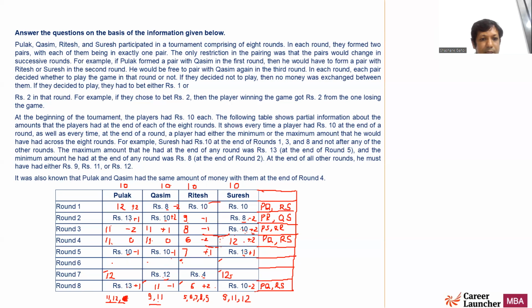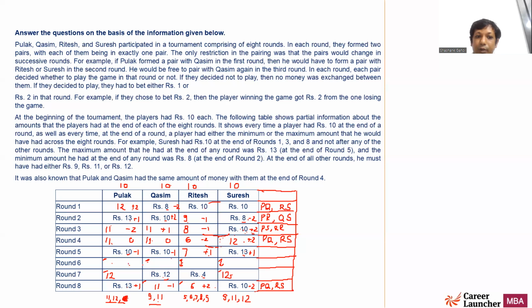This is 10. This has to be 11 or 12. So I know there is a decrement in this. So this guy is definitely losing. Ritesh is definitely losing. And Suresh is also definitely losing because 13 to 12, or it can be 0 as well. But these 2 people cannot be at 0. I know Ritesh is losing. Pulak and Qasim cannot stay at 0. Why can they not stay at 0? Because this is 10, this cannot be 10. Because it would have been 10, it would be written here. Okay. So these 2 people are definitely not at 0.